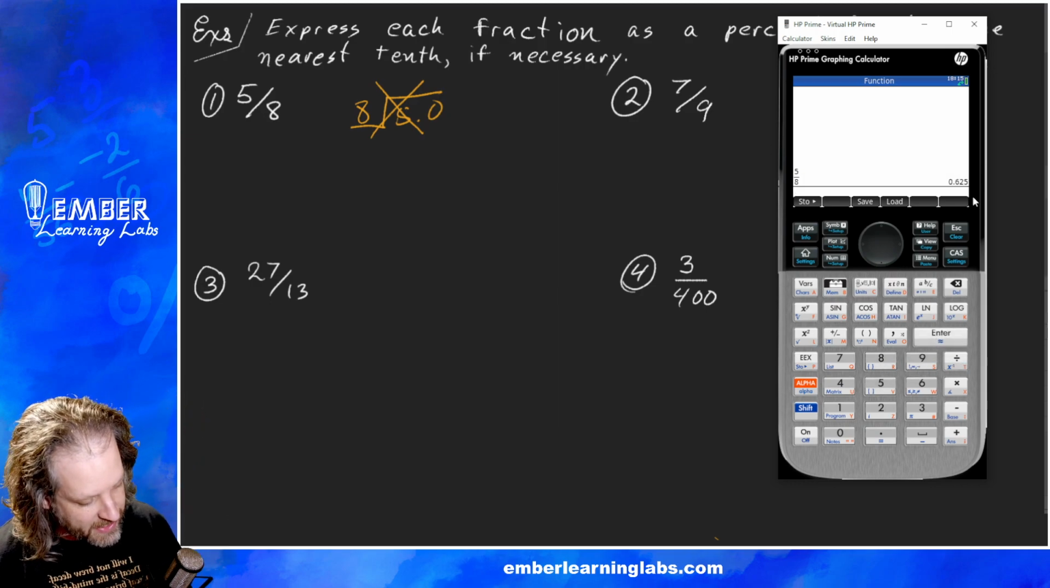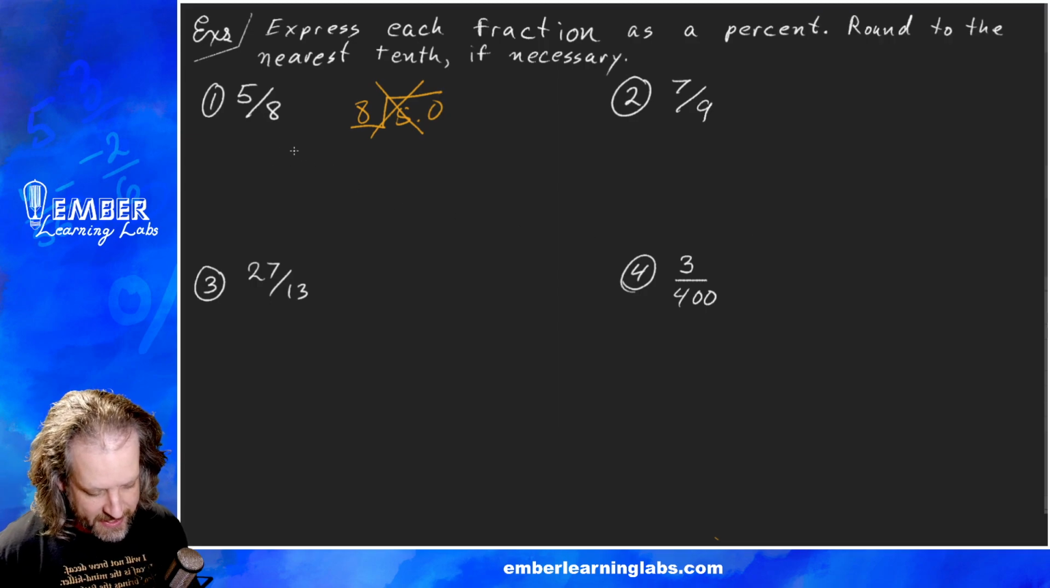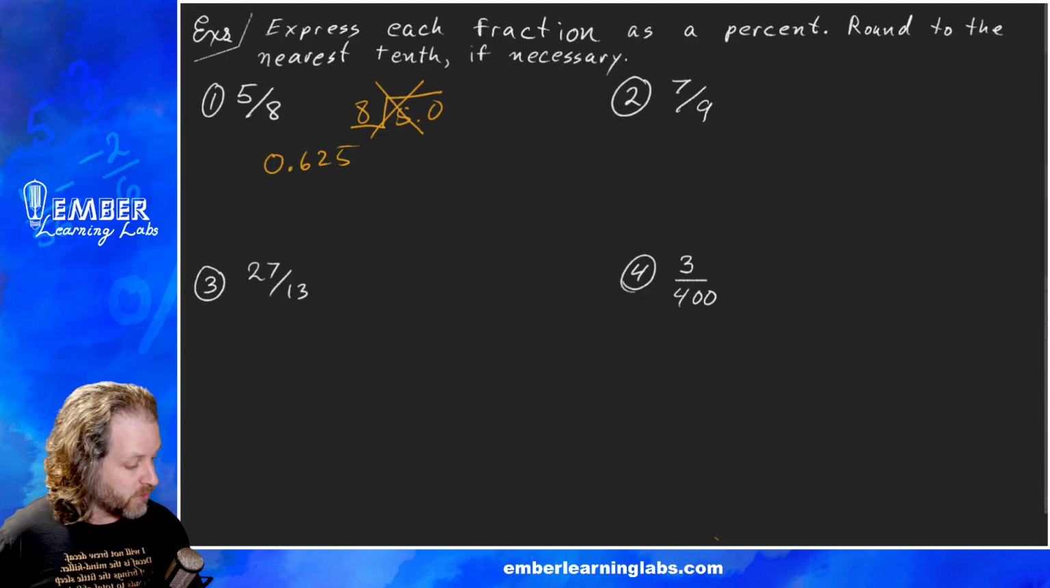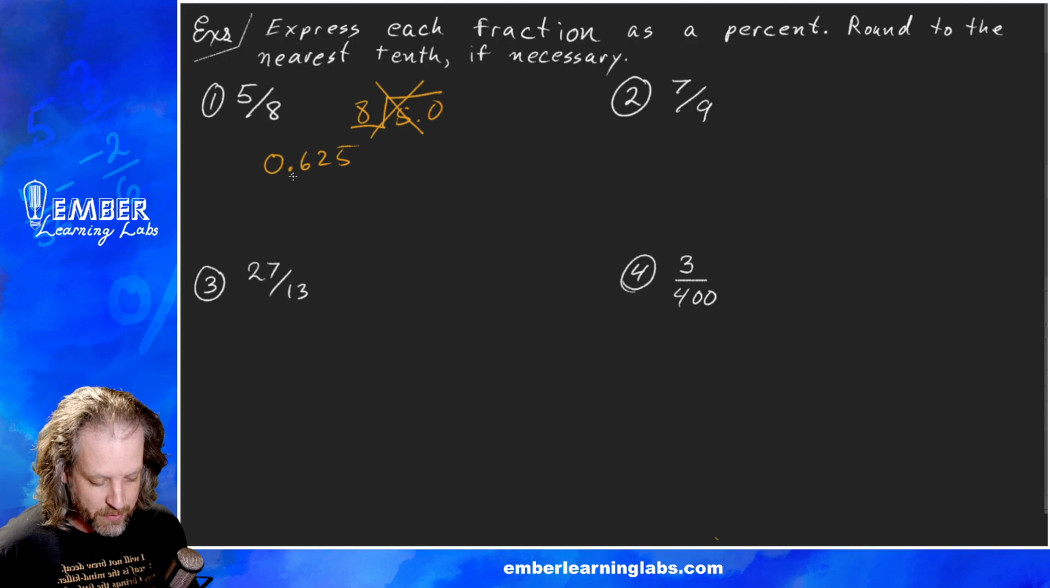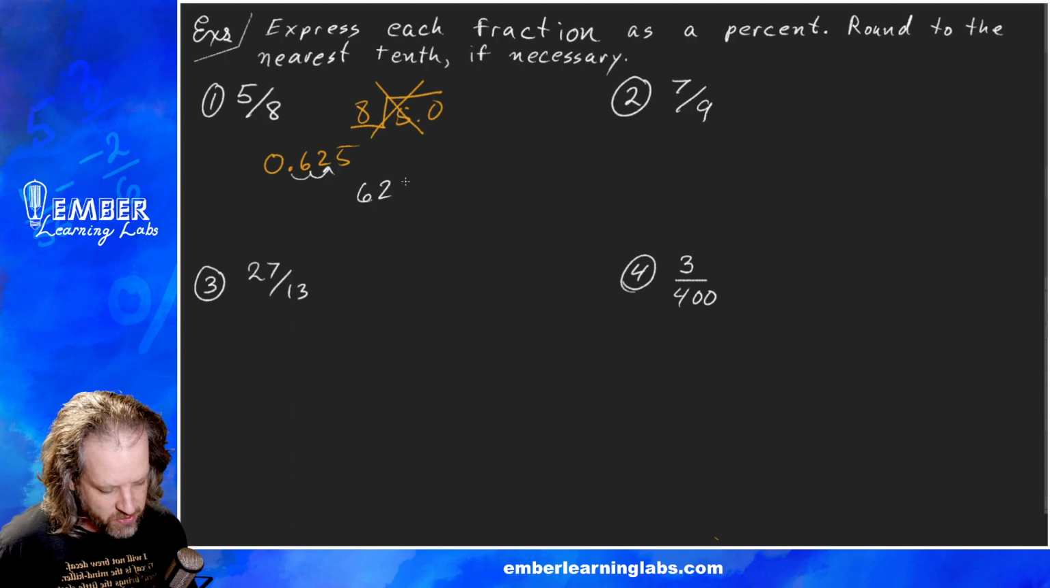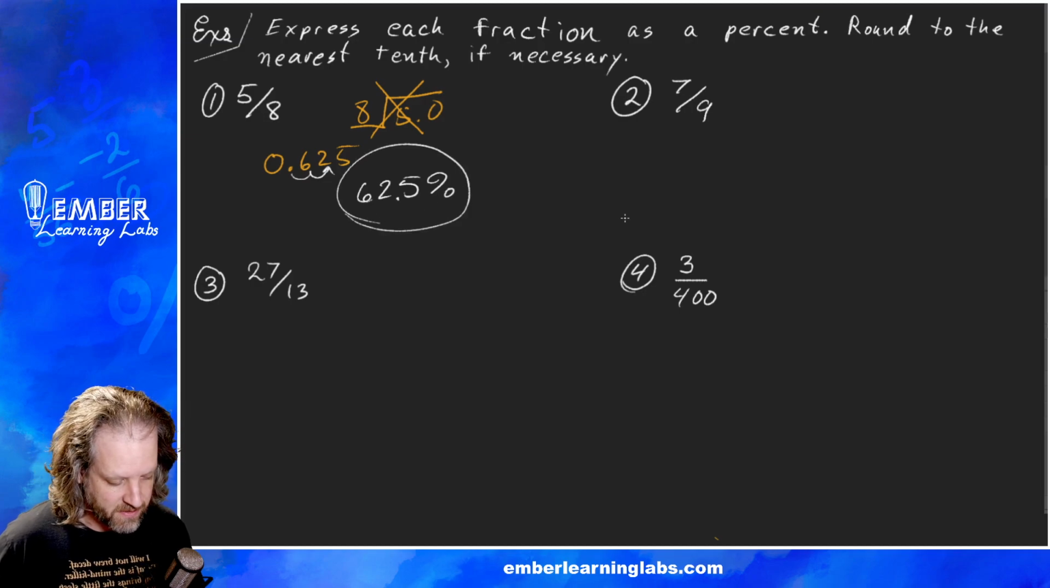And so we get 0.625, right, as a decimal, 0.625. Now we're doing decimal to percent. So in order to do decimal to percent, we've got to move that decimal over once, twice. So this ends up being 62.5%. Don't forget to write that percent sign, right?